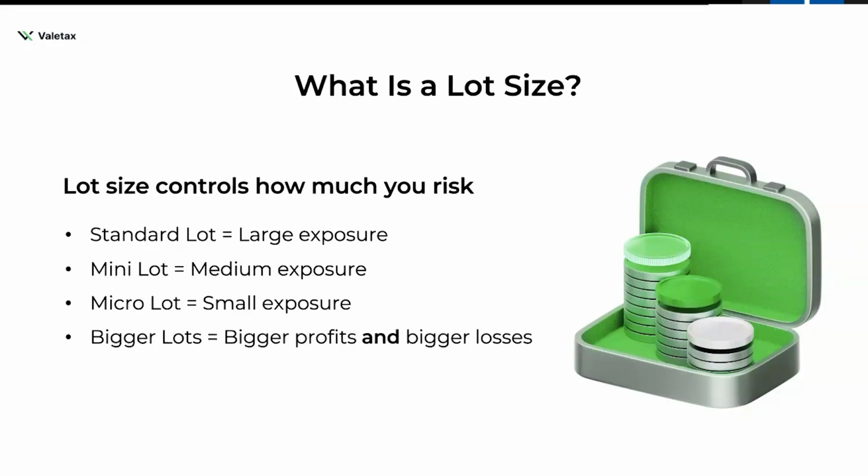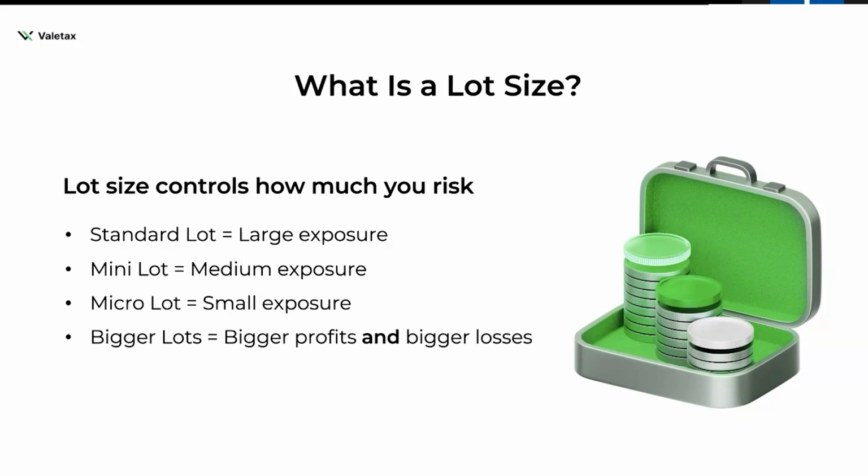So this is where beginners often make a mistake. They usually think that the bigger the lot size, the better their potential profit. But they forget that that also exposes them to higher potential loss. So lot size is responsible for the amount of risk you're willing to take. And here's how lot sizes are calculated. A standard lot is 100,000 units of base currency. That is a large exposure. It is referred to as the biggest, the standard lot, when it comes to the foreign exchange market.